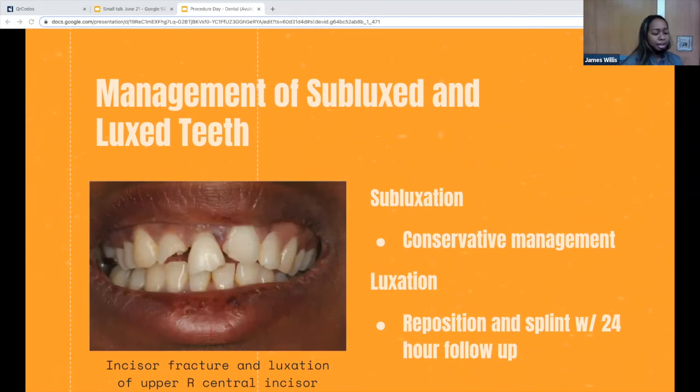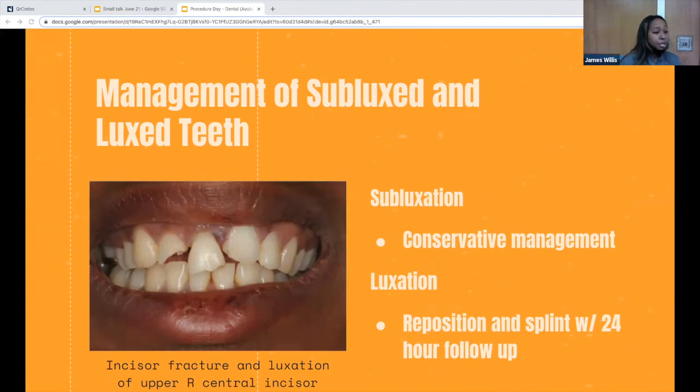Luxation, on the other hand, refers to a tooth that's partially displaced from the socket. This type of injury can involve disruption of the periodontal ligaments and may involve underlying injury to the alveolar bone. If it's an injury to a primary tooth in a pediatric patient, you can leave the tooth alone and let it erupt, or you can slightly reposition the tooth.